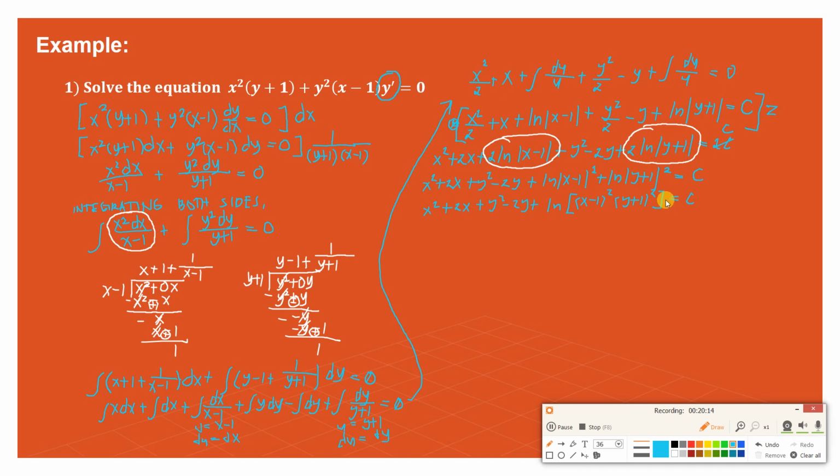Okay, nakakasunod. So, pwede ko na rin pagsamahin to na naka-squared sa labas. So, we have x squared plus 2x plus y squared minus 2y plus ln of x minus 1 y plus 1 squared plus c equals to c. So this is our final answer.